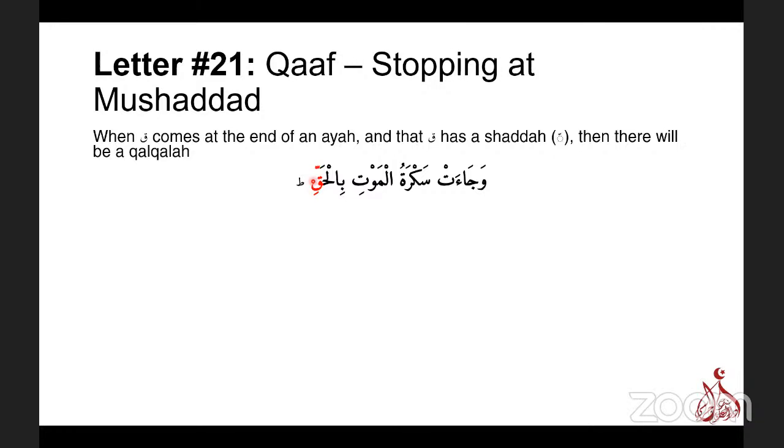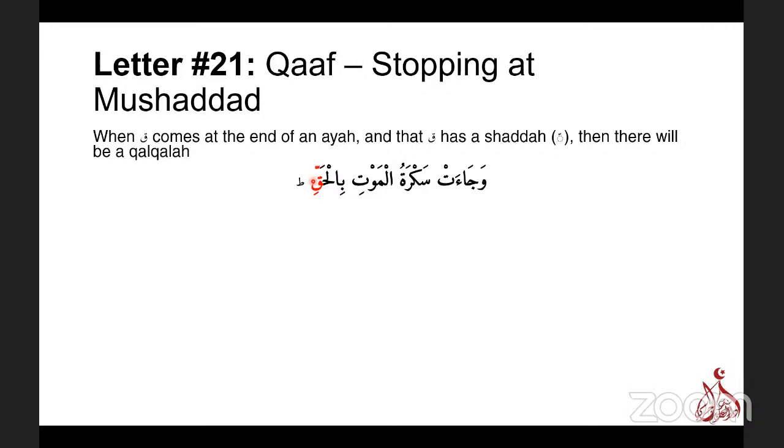The qaf has a shadda and we are stopping on it. بِالْحَقِّ. This word haqq comes a lot of times throughout the Quran where we're stopping on it. It comes over and over again. This is just one example. Like I said, 3 came just today, or more, maybe 4. So bil haqq. Same thing, there is a qalqala on it. Bil haqq. You're seeing that q at the end.